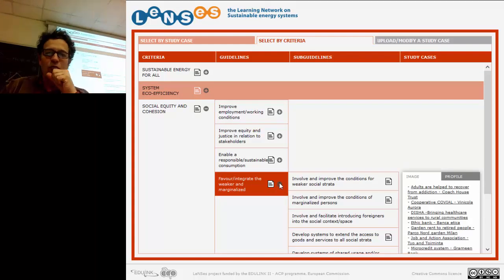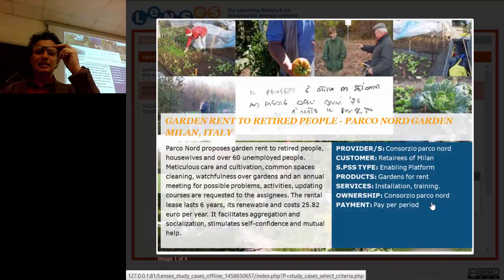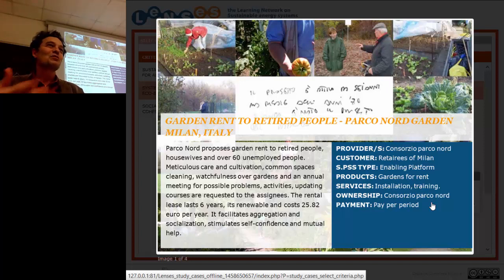Favor and integrate the weak and marginalized. Here I show you an example to involve and improve the condition of weaker social strata. In this case, elderly people. This is in Milano, Parco Nord. They are offering retired people pieces of land at a very low price. They are not in their ownership. It's a PSS, but they can cultivate this. So actually, they are well motivated. This is good for them. It builds self-confidence, but at the same time, it helps to take care of a given space, given land in Milan, in the surroundings of Milan.